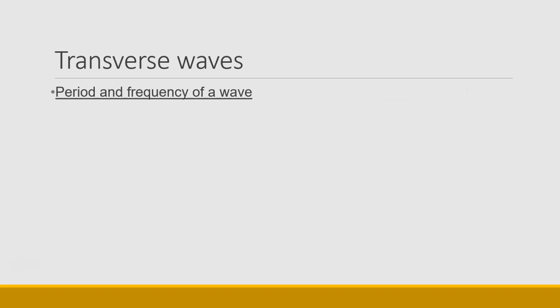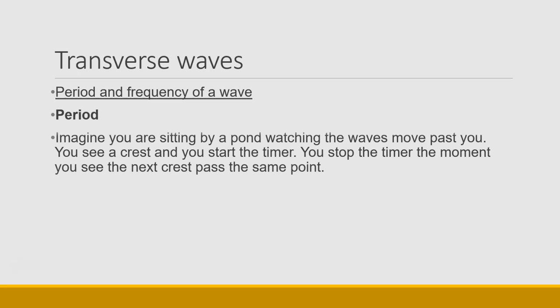So let's now move on to defining the period of a wave and the frequency of a wave. Let's start off with a period. Imagine you are sitting by a pond and you are watching waves move past you. You see a crest at one particular point in space. You start your timer. You stop the timer the moment you see the next crest pass the same point in space.